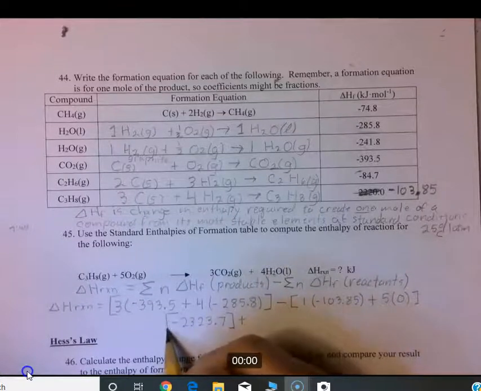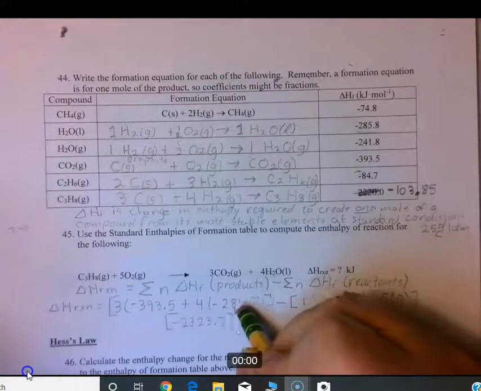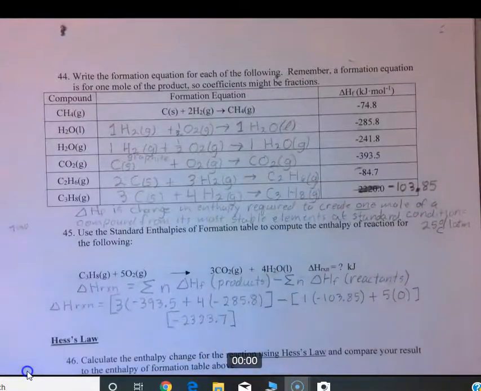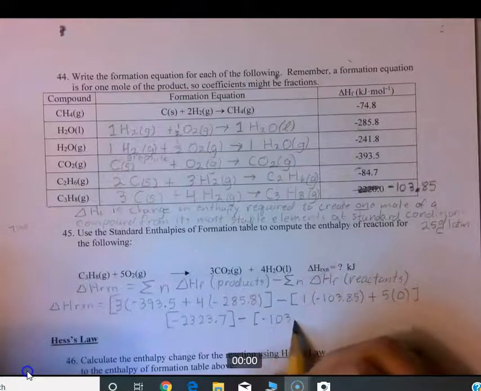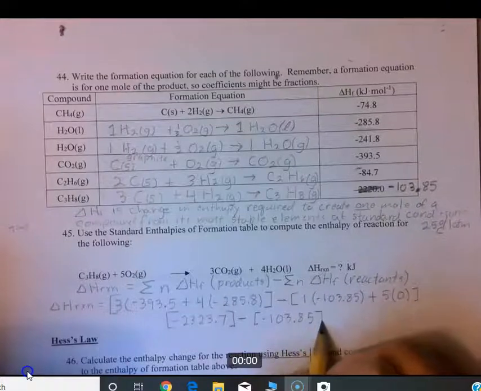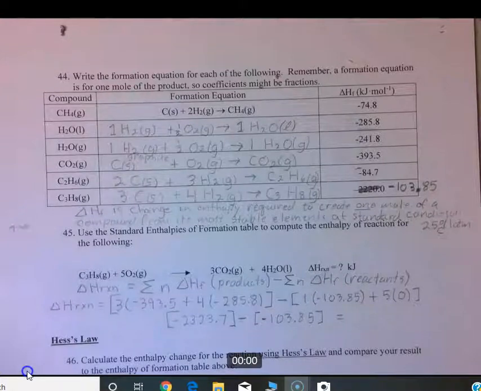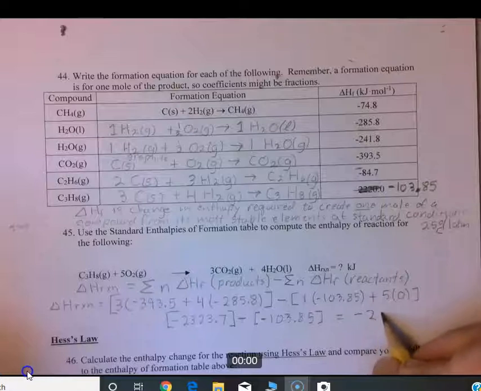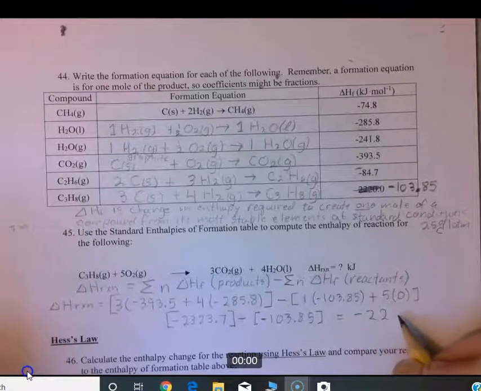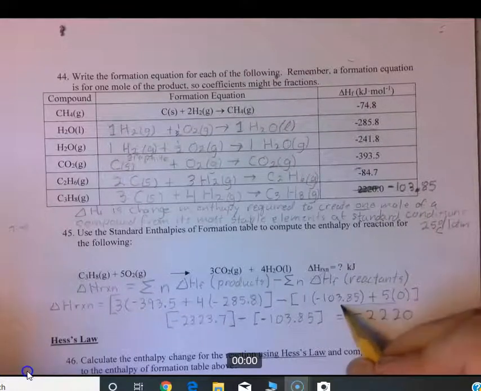Plus, and this one is simply going to be, let me take that back, that's a minus. And it's going to be negative 103. So the negative is going to turn into a plus. And that gives us negative 2,2, and we're going to just round it to 20 as the final answer.